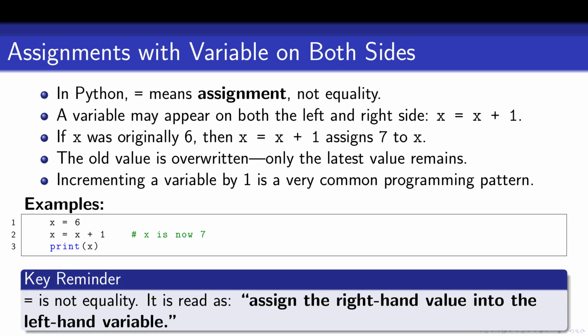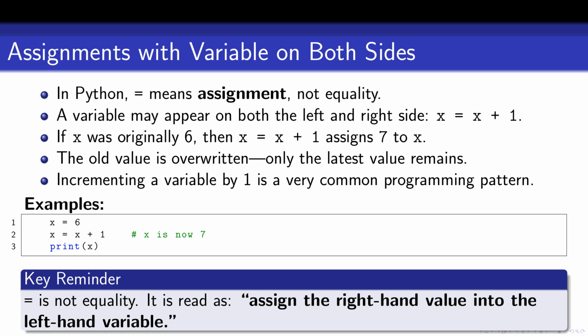Sometimes, variables appear on both sides of an assignment statement. For instance, writing x equals x plus 1 is a way to update the value stored in x by adding 1 to its current value. If x started with 6, this statement would replace it with 7. This is called incrementing, and it's a very common programming pattern.